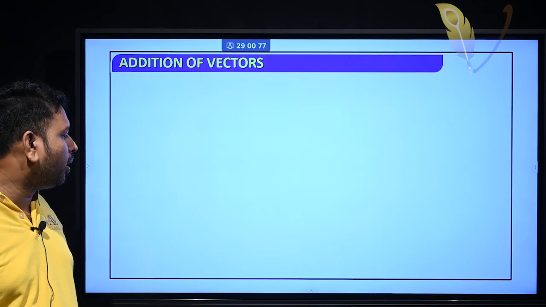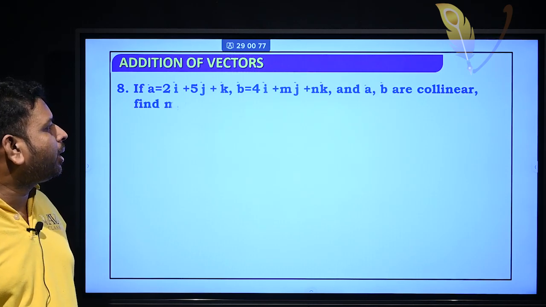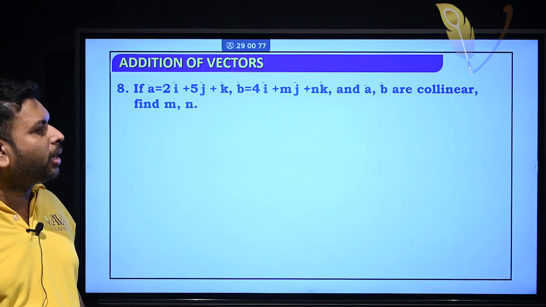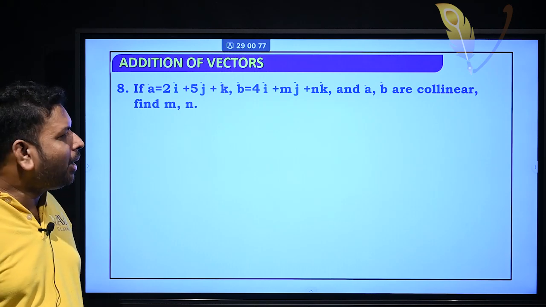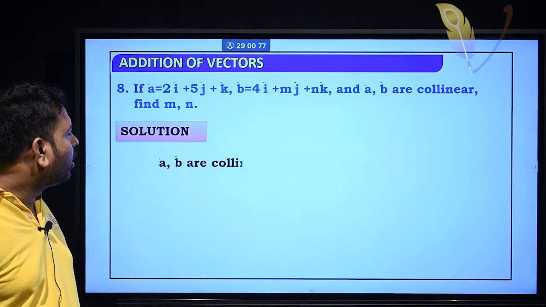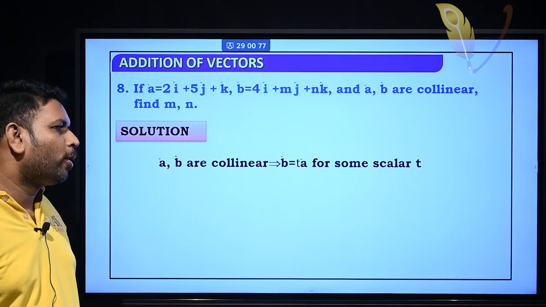A, B, C are not collinear. If a equals 2i cap plus 5j cap plus k cap, b equals 4i cap plus mj cap plus nk cap, and a and b are collinear, find m and n. Solution. If a and b are collinear, that implies b equals t a for some scalar t.